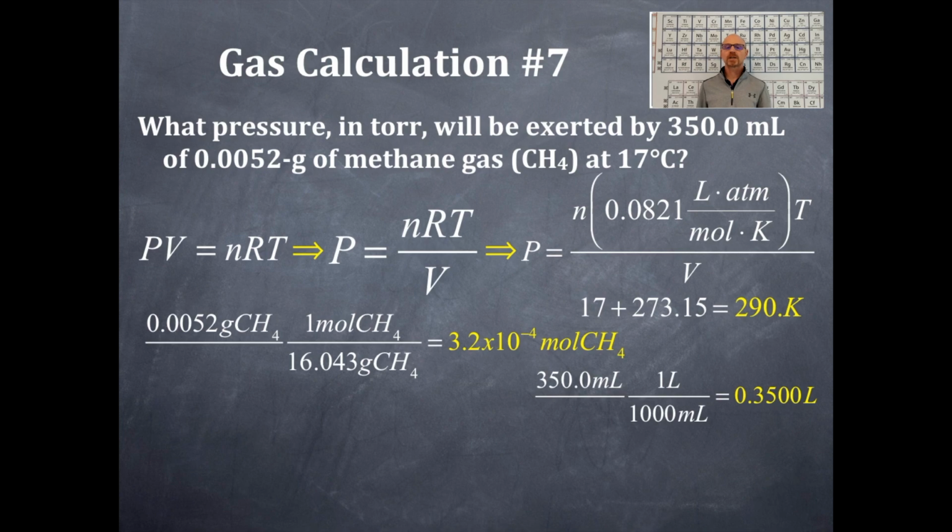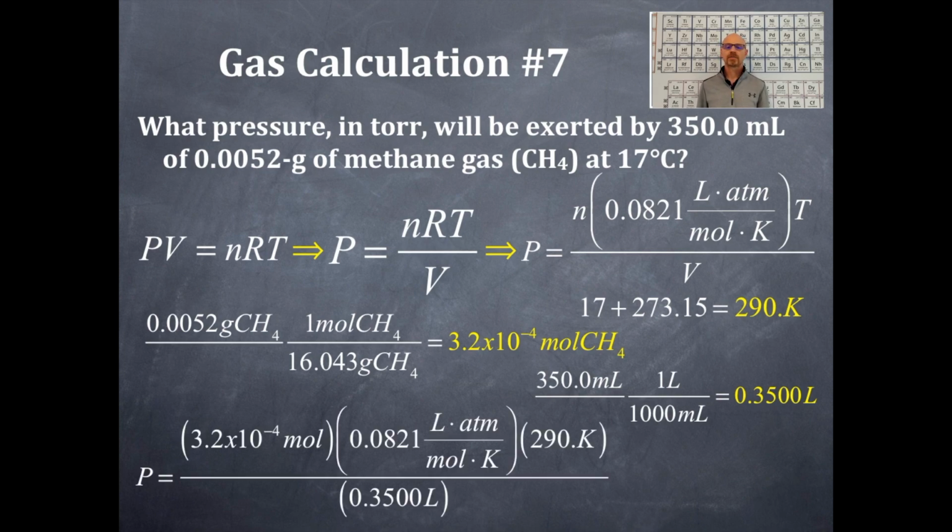Now what we're going to do is plug all this into pressure equals nRT over V. So I've plugged all those in. Hopefully you see that the units will cancel out. The moles will cancel out, the liters will cancel out, the kelvins will cancel out, and I'm left with atmospheres. I'm solving for a pressure, so that's a good thing.